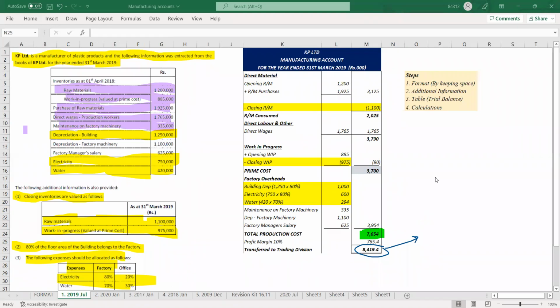In the income statement, there will be opening finished goods, and we add this amount, transfer from manufacturing, minus closing finished goods.